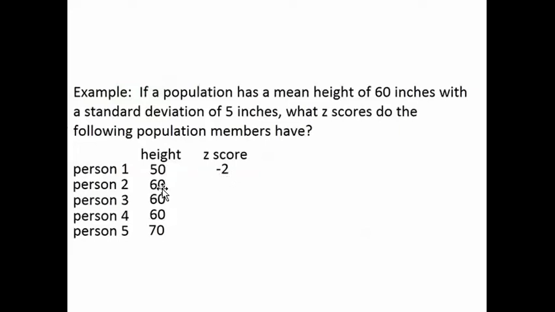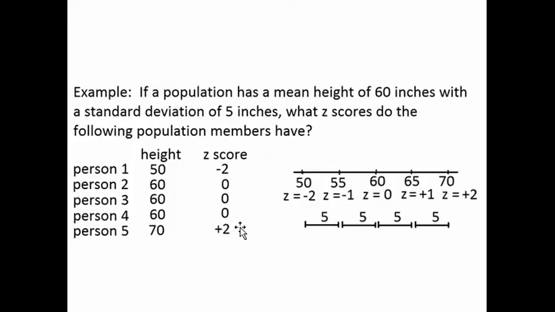And each person who's right at the mean of 60 has a z-score of 0. And the person who has a height of 70 is 2 standard deviations above the mean, so they have a z-score of +2. So now let's look at these people on a diagram.